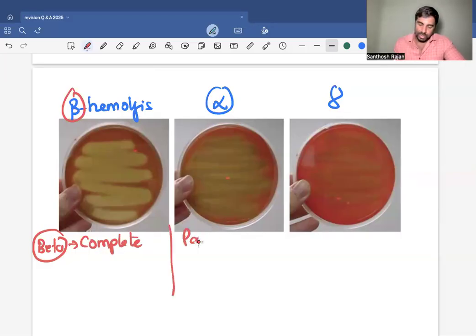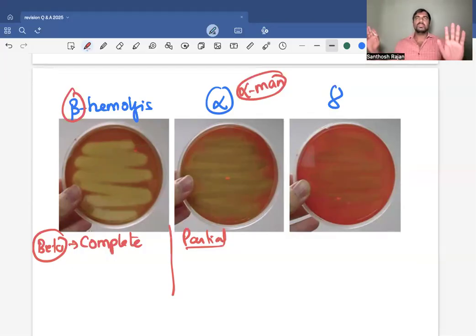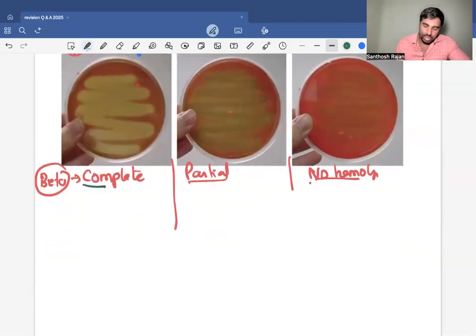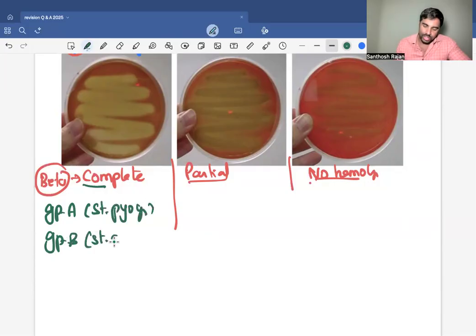Alpha is partial. Remember, alpha men, they are not bold; they are half only, always partial. Gamma is no hemolysis. Complete means your life will be in order, so you put it as group A and group B. Group A is Streptococcus pyogenes. Group B is Streptococcus agalactiae. We are in bacteriology now.